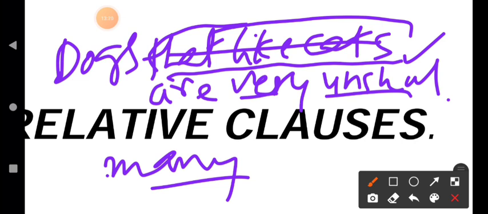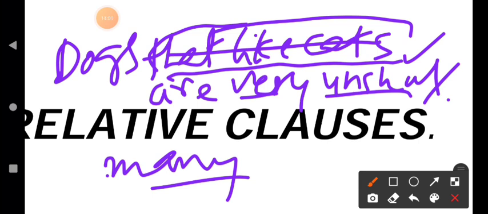In a defining relative clause, the clause is very essential, very needed. It is an adjective clause. It is a dependent clause. It does not give the full meaning, it gives incomplete meaning. Dogs that like cats are very unusual. We are talking about which dogs? There are many dogs in the world. We are talking about the dogs that like cats. That is more important, my dear students.